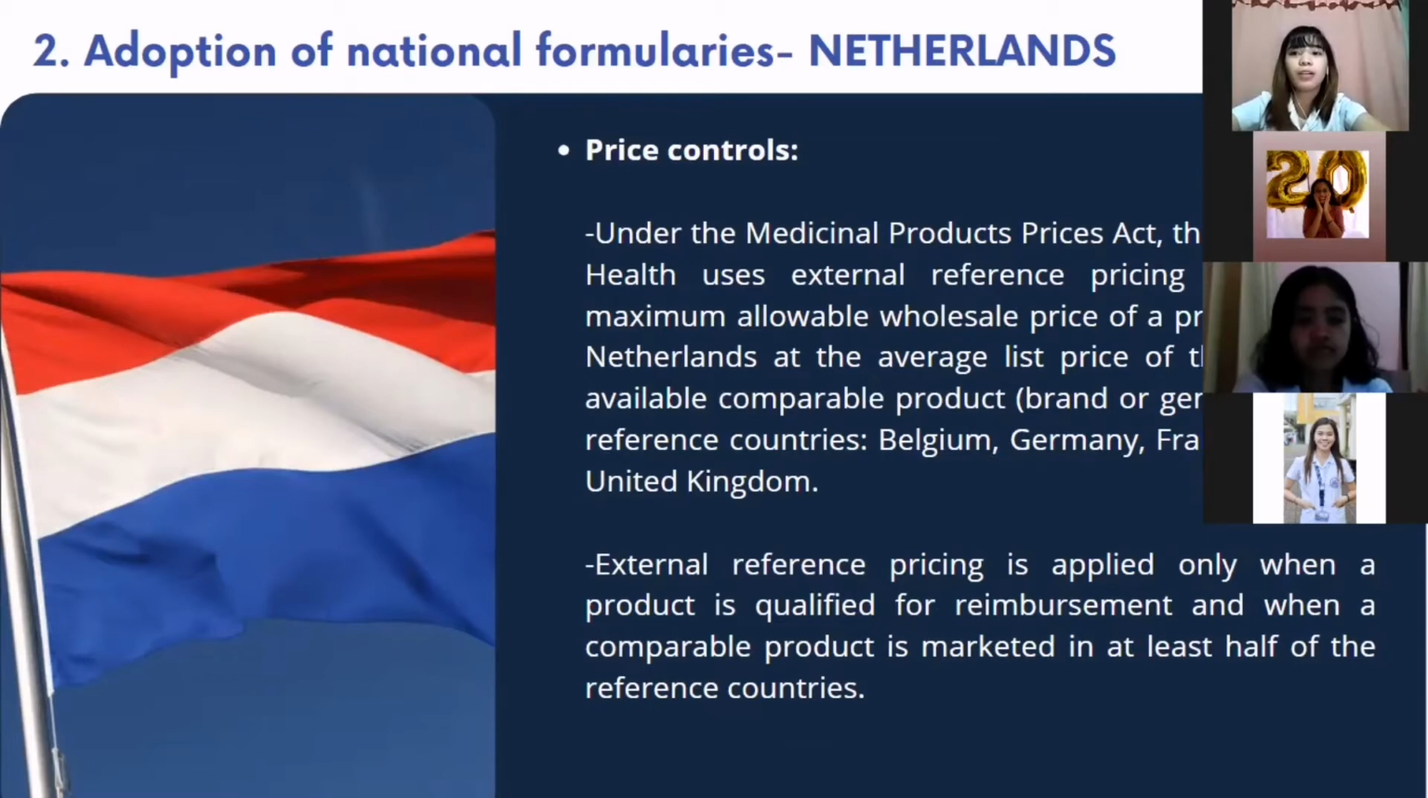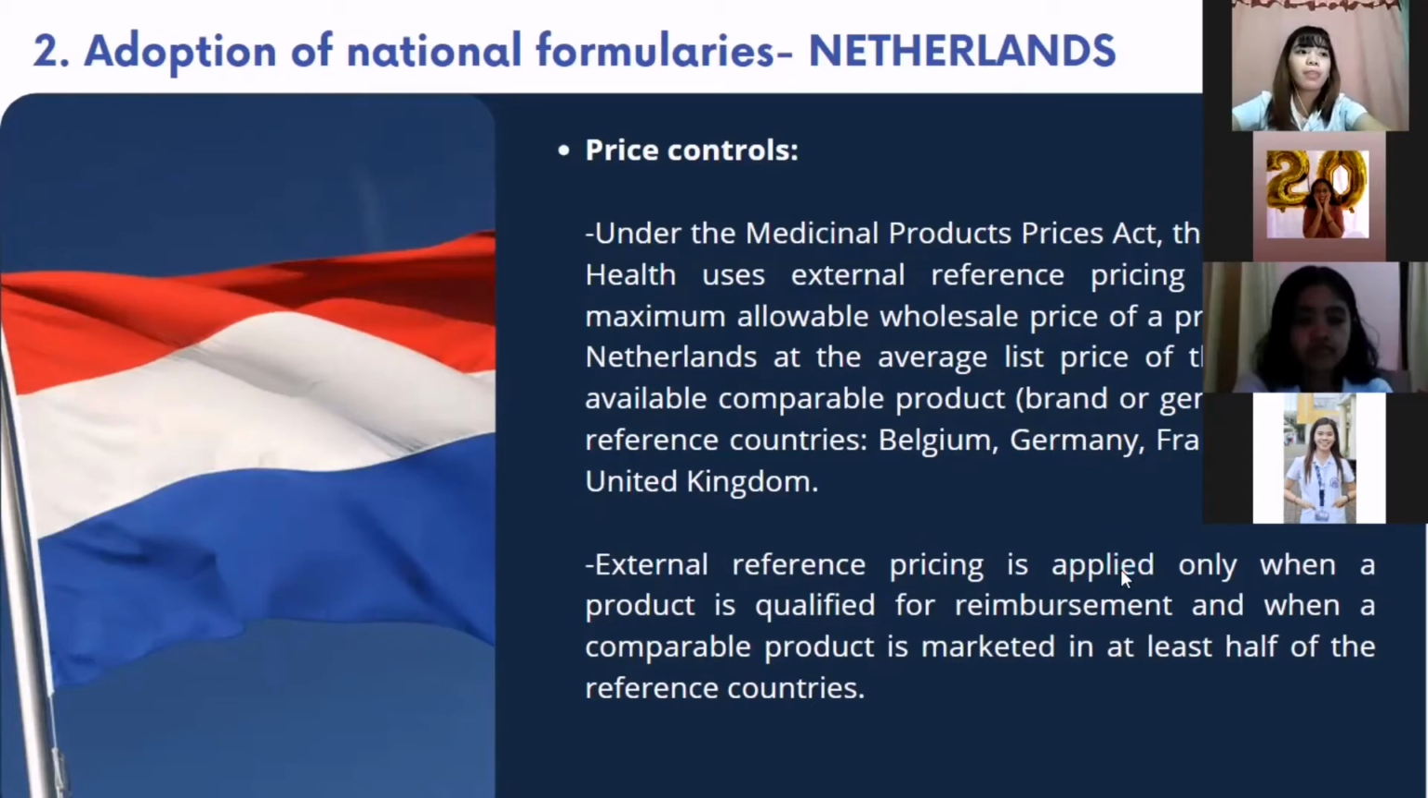So, under the Medicinal Products Prices Act, the Ministry of Health uses external reference pricing to set the maximum allowable wholesale price of a product in the Netherlands at the average list price of the cheapest available comparable product, branded or generic, in four reference countries like Belgium, Germany, France, and the United Kingdom.